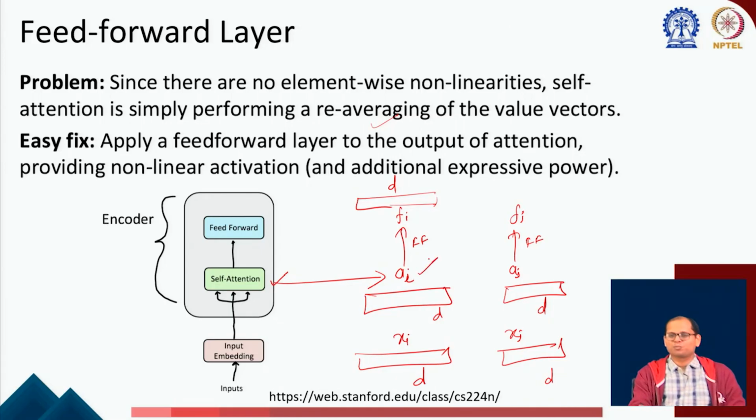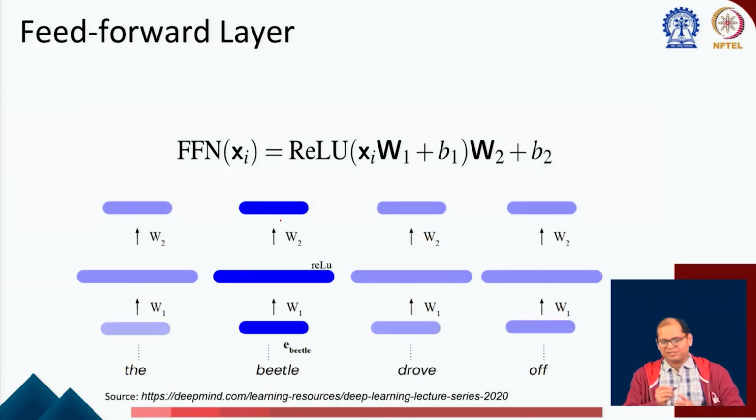So on the self-attention output, we apply a non-linear activation and some additional expressive power through this feed-forward layer. So what exactly happens there?